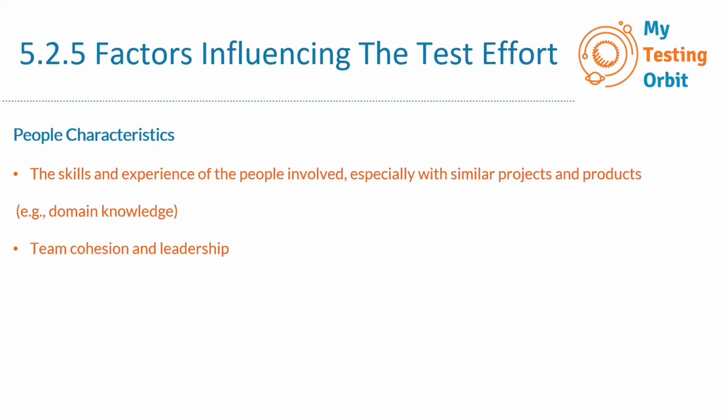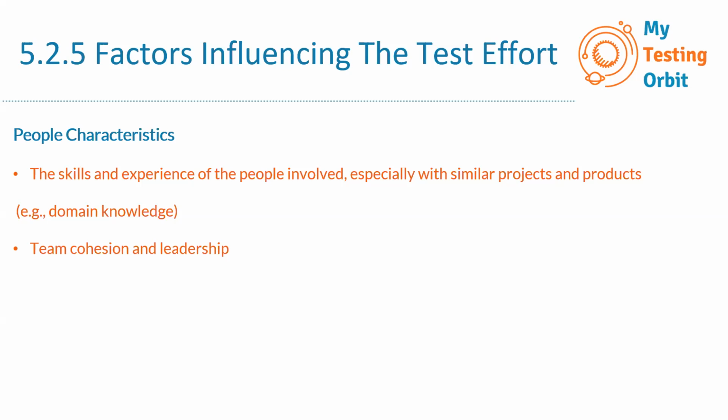The next one is people characteristics. So the skills and experience of the people involved, especially with similar projects and products, for example, domain knowledge. We did this before as well, in experience-based testing, that if a person has a specific skill or knowledge which is required for that project, and is familiar with that domain, it will be easier for that person to come up with more reasonable, more realistic test efforts.